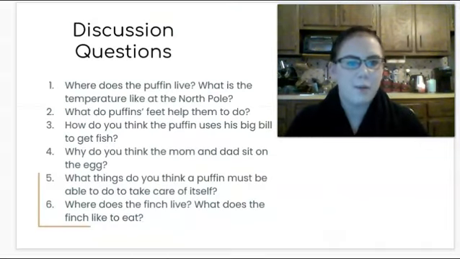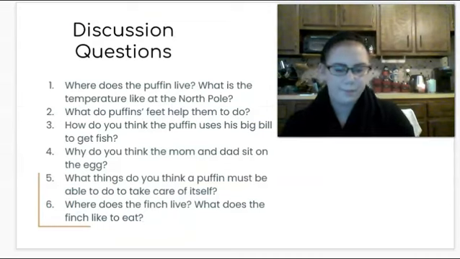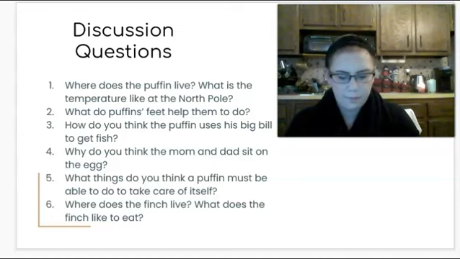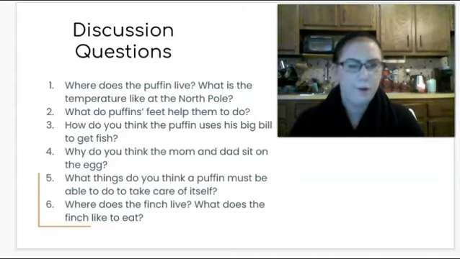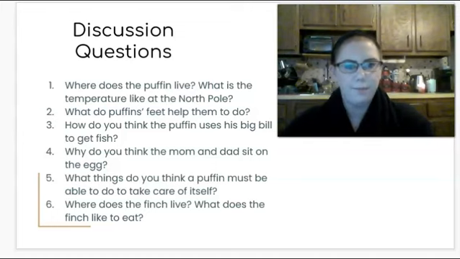Let's talk about that story we just heard. Where does the puffin live? Well, we said the puffin lives near the North Pole. Do you know what the temperature is like at the North Pole? It's definitely not warm. It's very cold in the North Pole. What do puffins' feet help them to do? Their feet help them to swim.